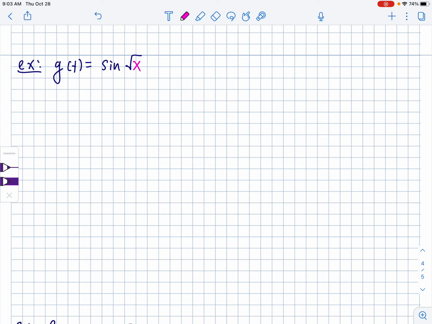This is a chain rule because you have to think of this as sine of x to the 1/2. So when we take the derivative, maybe it was supposed to be a t. Maybe I'm messing things up here. G of x, oh well. G of x, derivative of the outside with the inside the same. So derivative of sine is cosine. So that's cosine with the inside the same times the derivative of the inside. So the derivative of the inside would be 1/2 x to the negative 1/2.